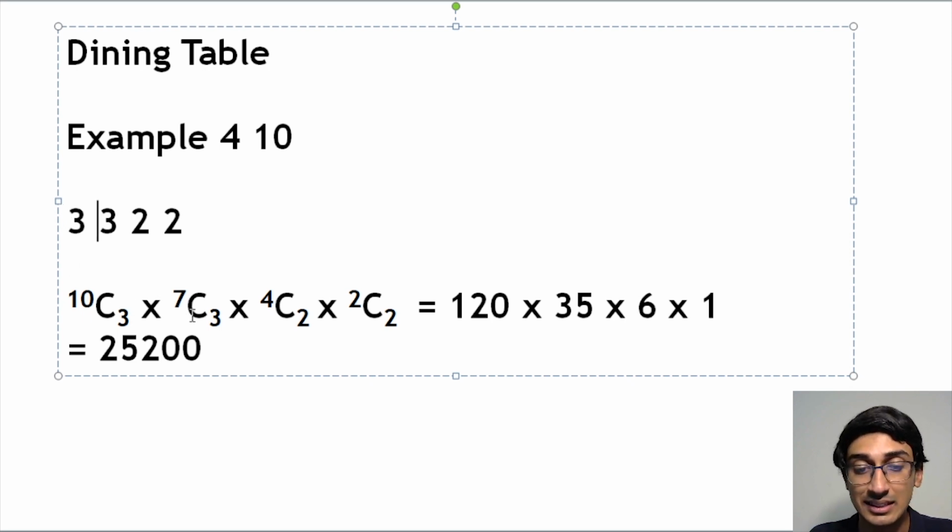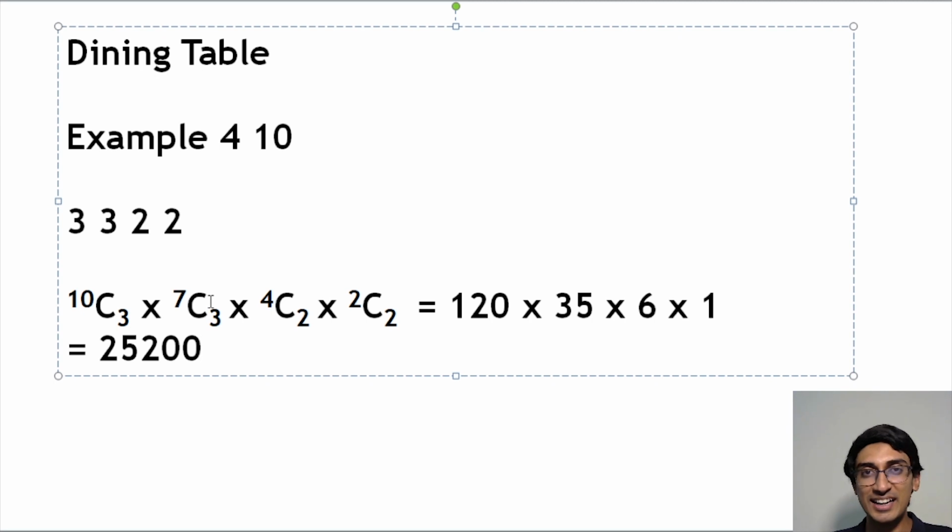So we choose 7C3. Then we want to choose 2 people from how many people remaining? We chose 3 here, 3 here, so we are left with 4 more people. From 4 people, we want to choose 2 people. And then from the remaining 2 people, we want to choose 2 people. When you calculate this, there are 25,200 ways of seating people. Next time you sit in your college lunch cafeteria, do remember how many ways people can sit together, right? So this is how you will go about calculating.